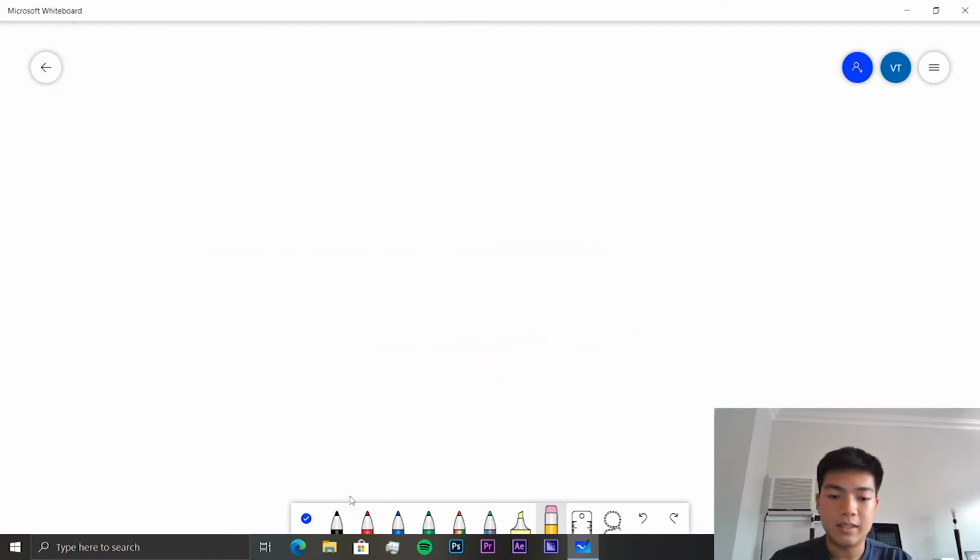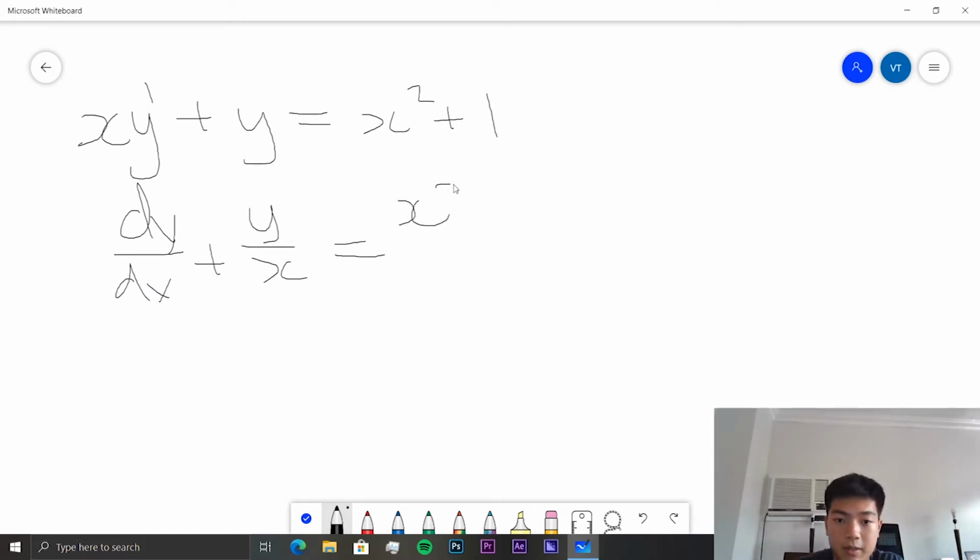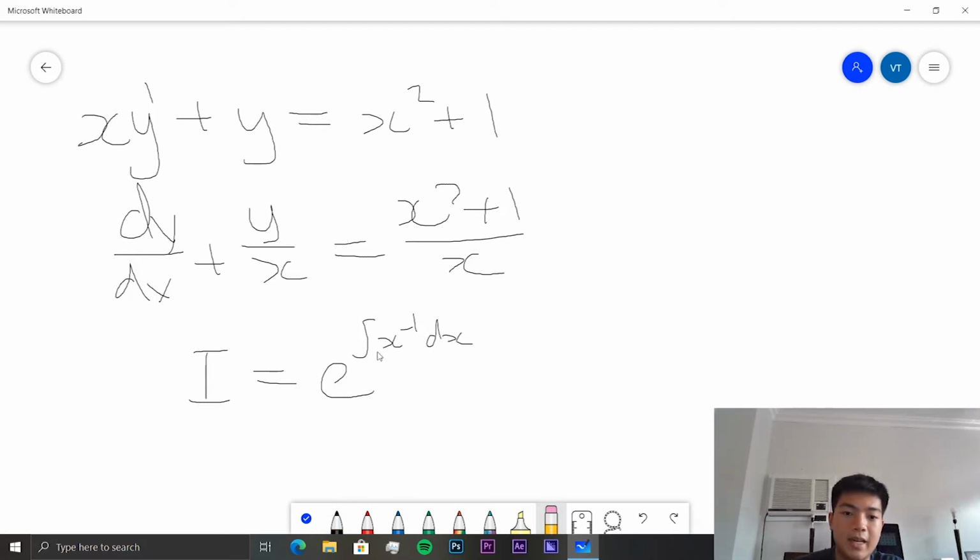Okay, on to the next question. The next question is we have x times y prime plus y is equal to x squared plus 1. And so we need to put this in standard form. So we have dy over dx plus y over x is equal to x squared plus 1 over x. So our integrating factor is equal to e to the integral of x to the minus 1 dx. So this is equal to e to the ln x, which is simply equal to x.